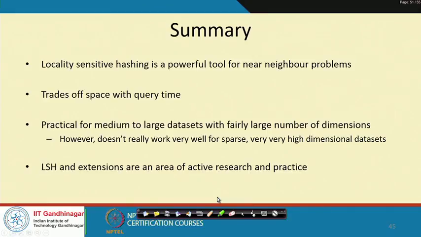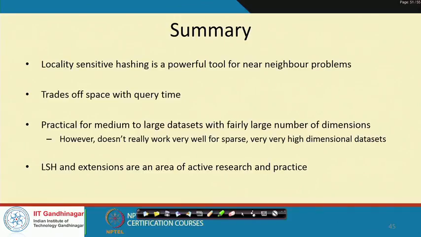So just summarizing overall, LSH is a very powerful tool for nearest neighbor search problems. It is a very active area of research as well as practice, and it is used a lot in practice. The basic theme is to trade off space with query time. One big open question is whether it is really practical for medium to large data sets, because you are blowing up space. So you can't really deal with billions of data points, and doing it in a distributed manner is also an open question. It is practical for medium to large data sets with a fairly large number of dimensions, but it is not clear how to make it work for very sparse, very high dimensional data sets.